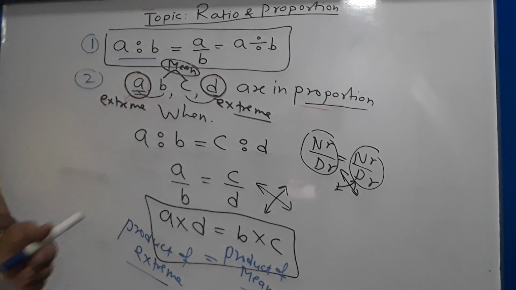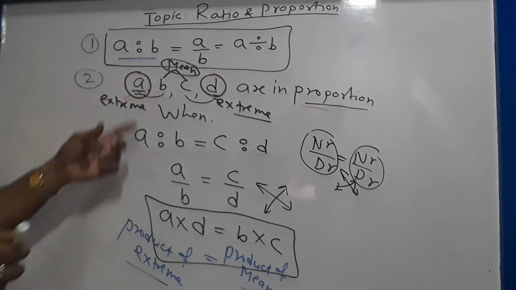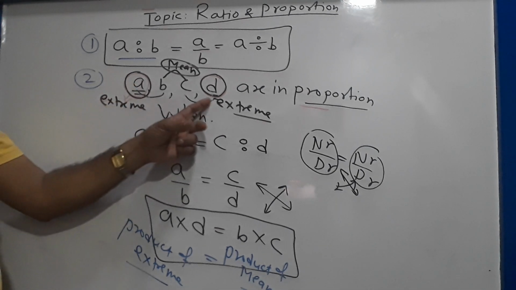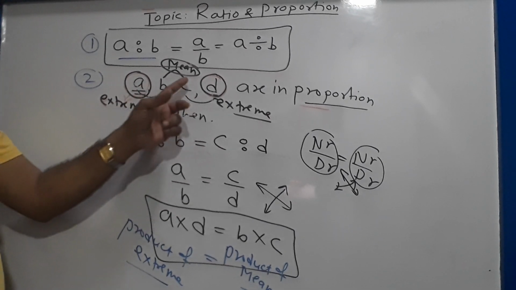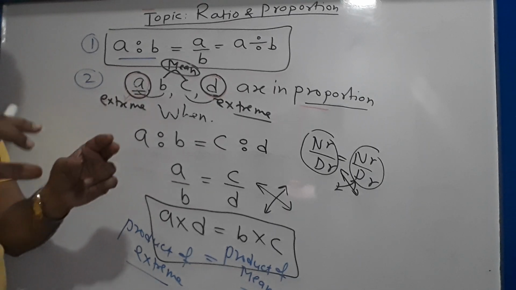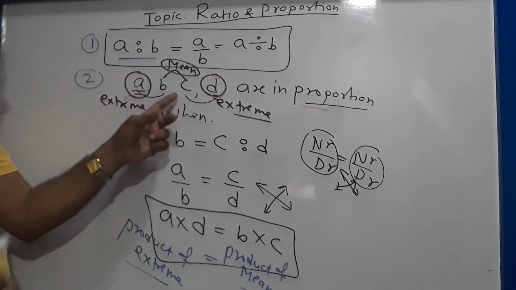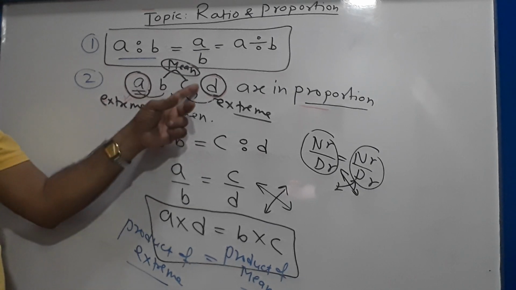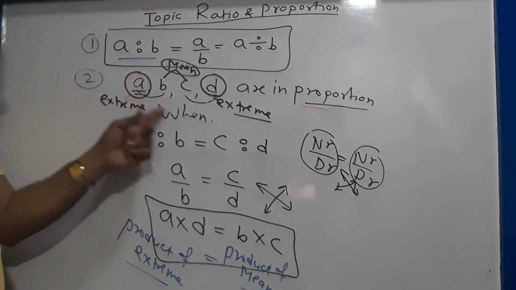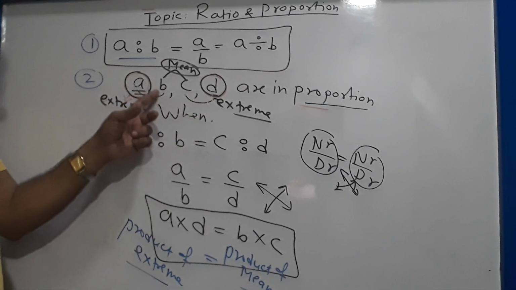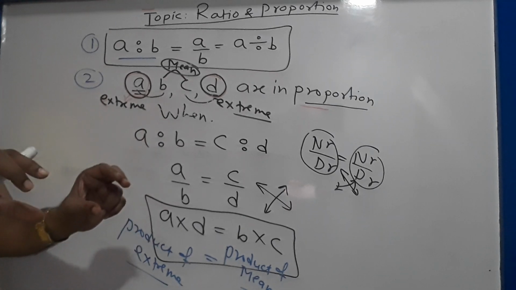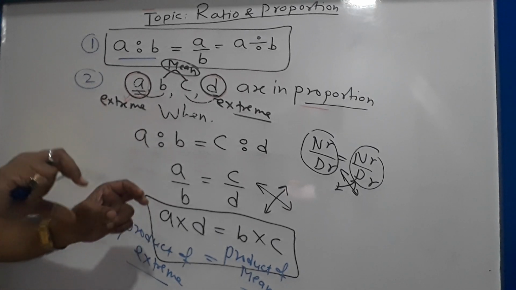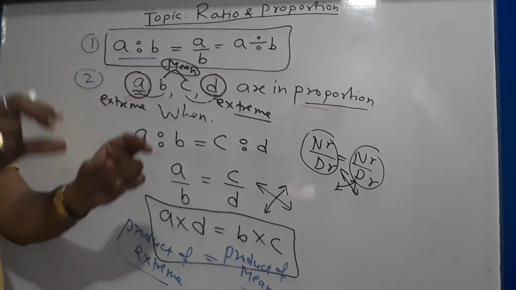In case you want to show that four numbers are in proportion, what I will do is simply find the product of extremes, A into D, then find the product of means, B into C. If the product of extremes A into D is equal to the product of means B into C, both values are equal, A into D is equal to B into C, then the four numbers are in proportion.